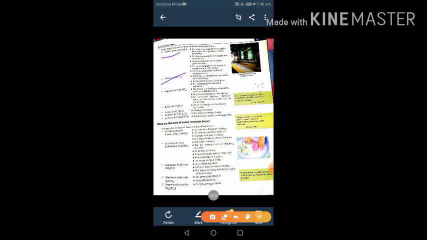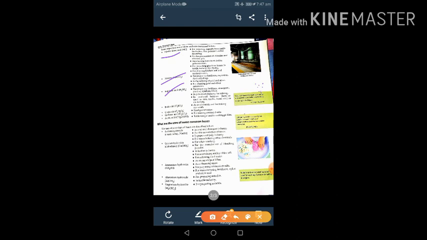Now uses of sulfuric acid. We use sulfuric acid for preparing fertilizers, detergents, plastics, and synthetic fibers. We use sulfuric acid in the petroleum industry for refining petroleum. We also use sulfuric acid in batteries.